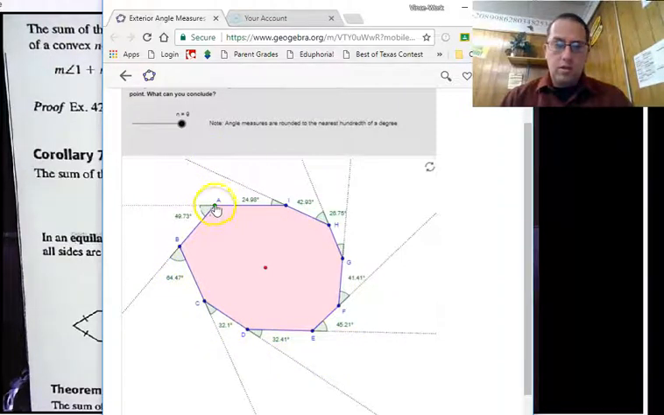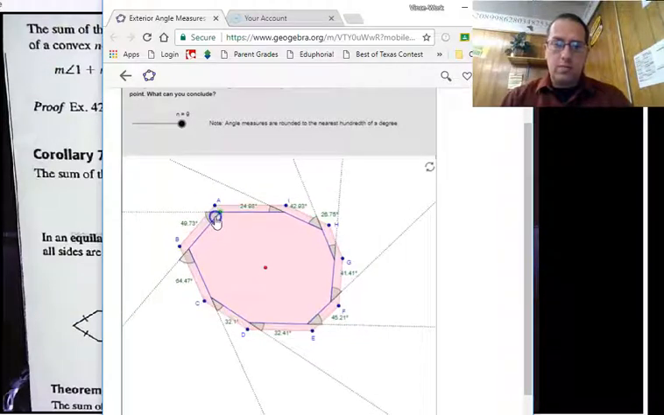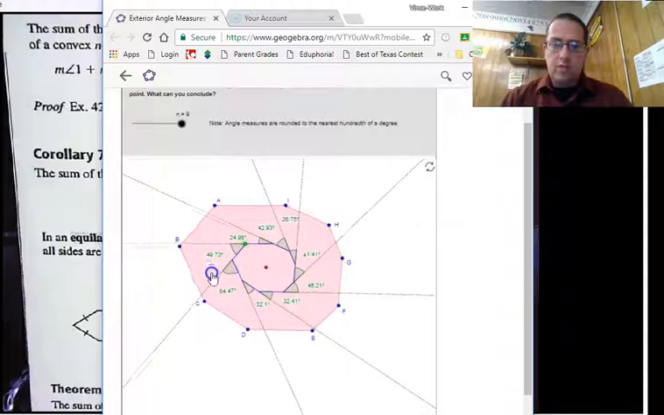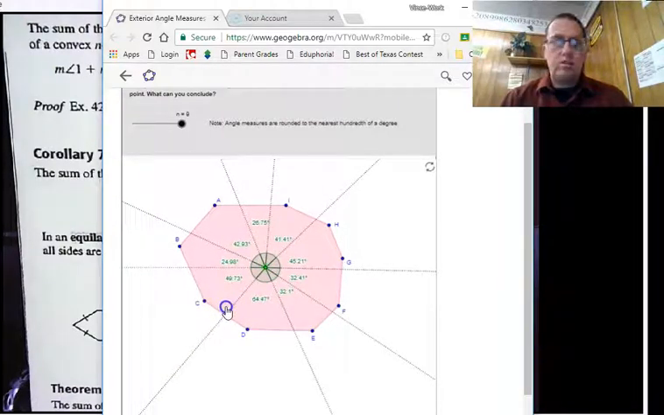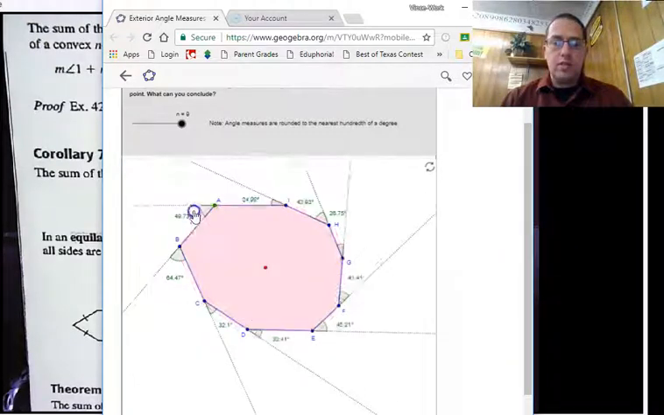And so what we're going to do, we're going to take this, and let's just move these all closer together so we can see it a little bit better. And so as we move these angles closer together, look at that. That's a circle, isn't it? And so we see that's 360 degrees. Is that always the case?